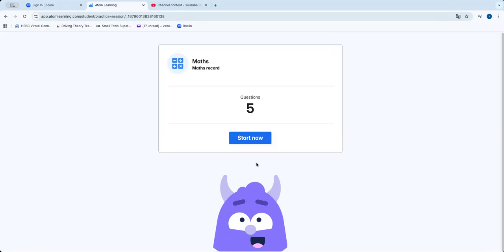Today we will be doing ratios, intro to ratios and how to figure out the ratios.